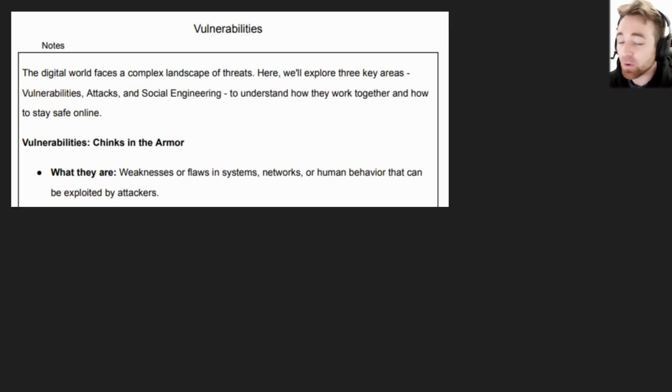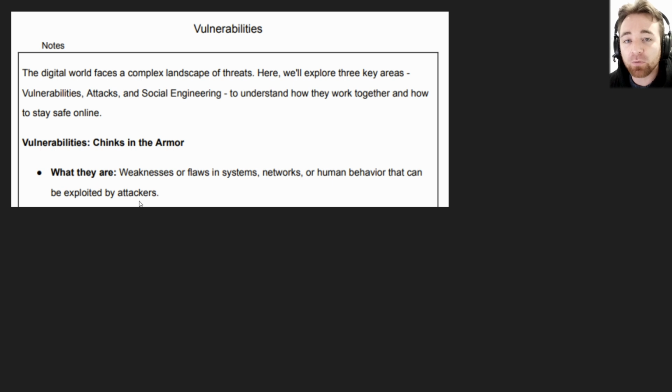Or onto vulnerabilities. So again, remember, vulnerabilities are like chinks in your armor. It's the things in your system that make you vulnerable to attack. These are things people or attackers can take advantage of. So again, as outlined here, they're weaknesses or flaws in your systems, networks, or also key to recognize, it's also human behavior that can be exploited by the attacker.